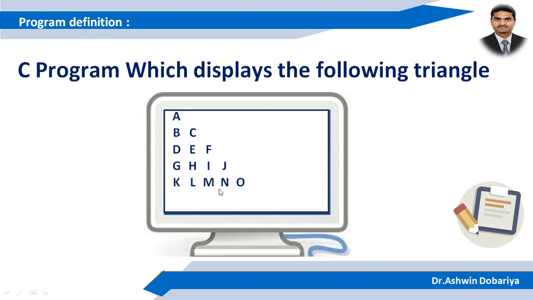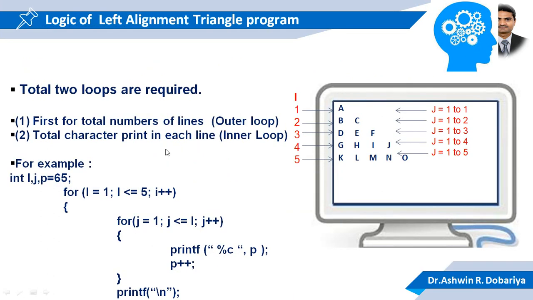So this is our output of the character triangle, and again it is a left aligned triangle. So we require two for loops. One is the outer loop, another is the inner loop. In the outer loop, we know how many lines we want to print. So here we want to print 5 lines. So the outer loop counter will start with i is equal to 1, i less than 5, i plus plus.